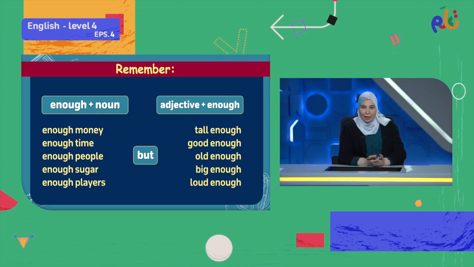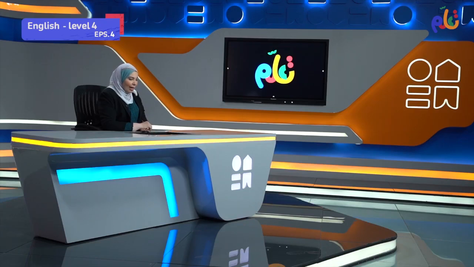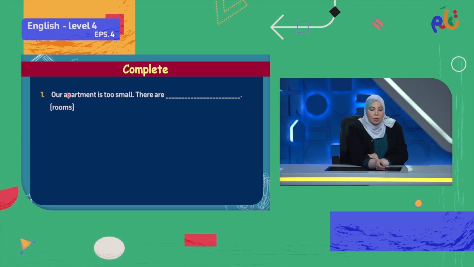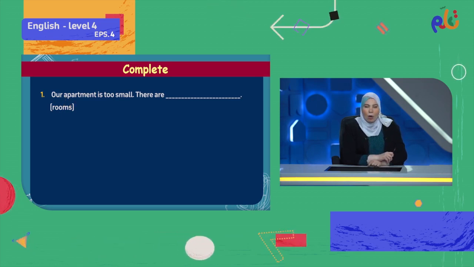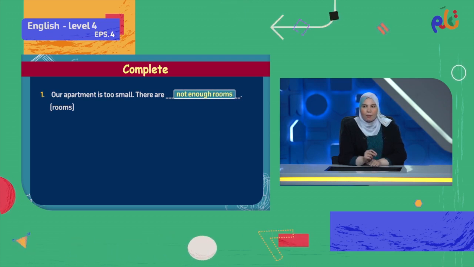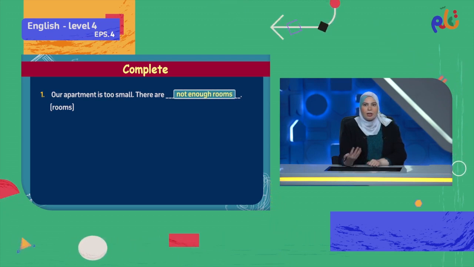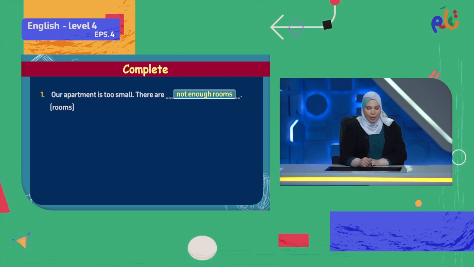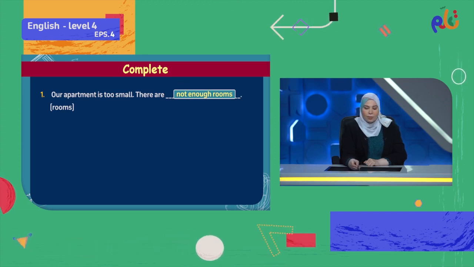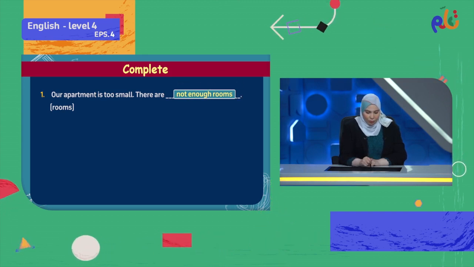And this is how we evaluate. So let's have some practice for that. Our apartment is too small, if I want to use the word rooms. So our apartment is too small, it, or there are. So there are not enough rooms. There aren't enough rooms. So here I used the negative, which is not, with enough and then the noun.